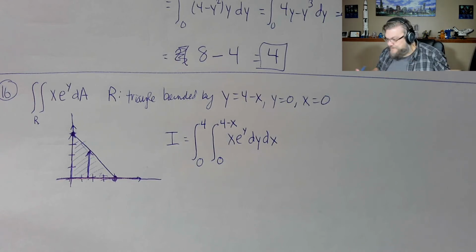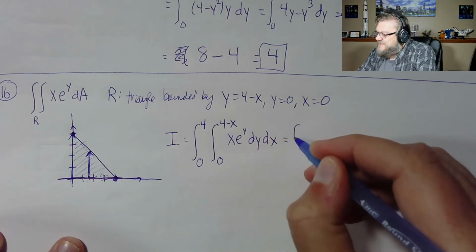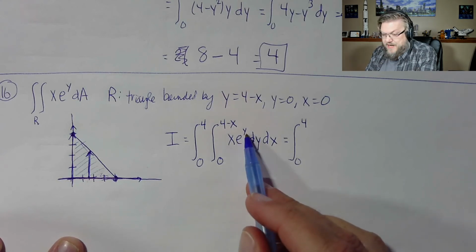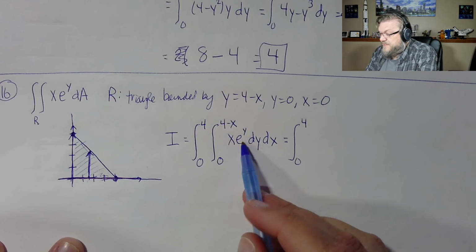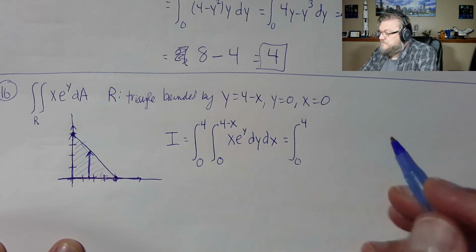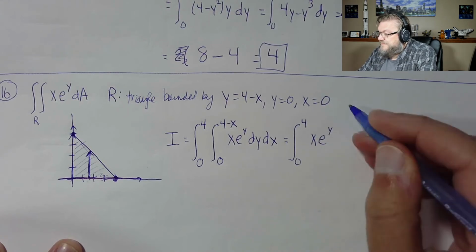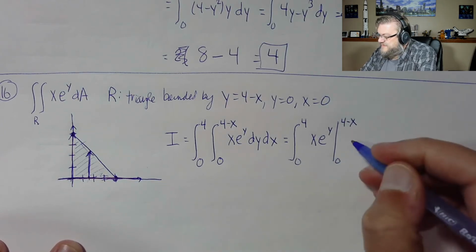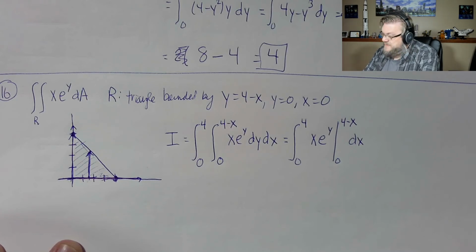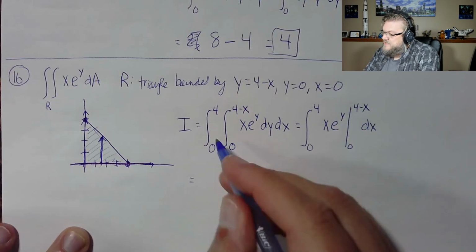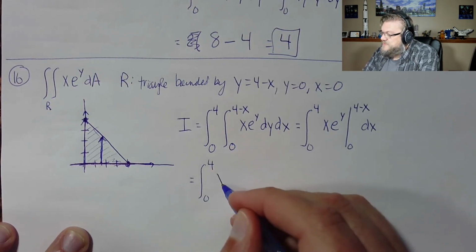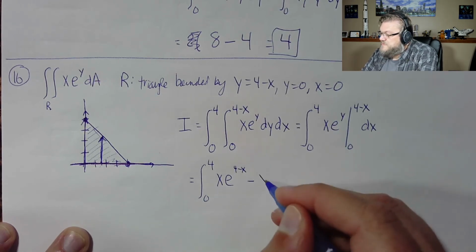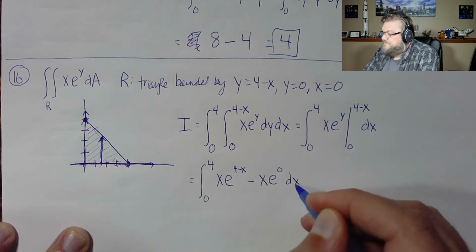Okay, let's go ahead and get to this. So this is going to be the integral from 0 to 4. Now, integrating with respect to y, this is going to be a constant times e to the y. The integral of e to the y with respect to y is e to the y, so that is the antiderivative. And I am evaluating that from 0 to 4 minus x, dx. So now I have to plug this in. I'm going to get the integral from 0 to 4 of x e raised to the 4 minus x, minus x times e to the 0, dx.